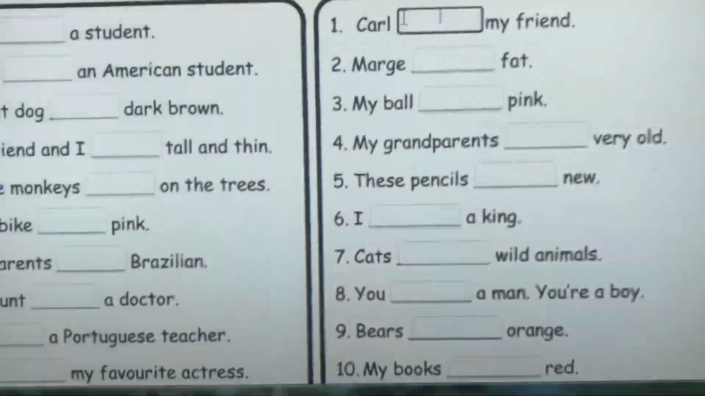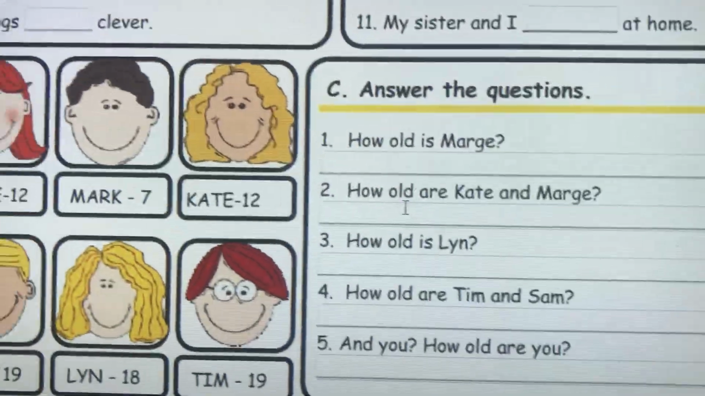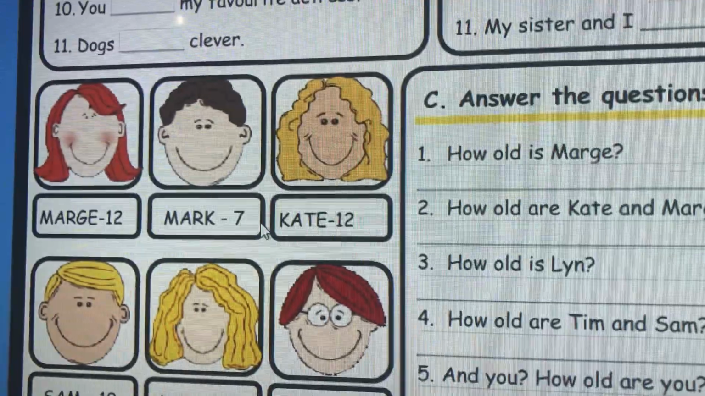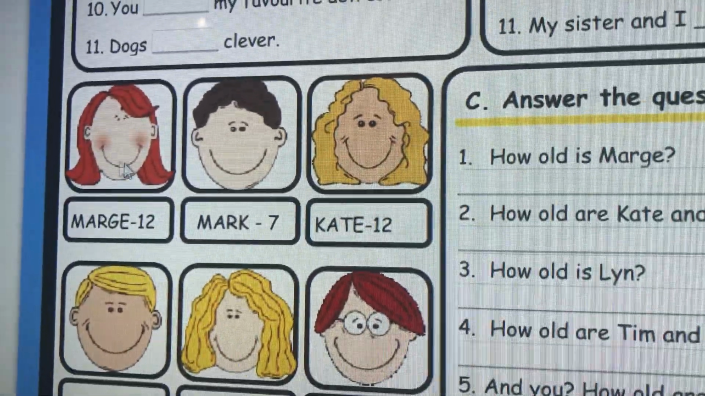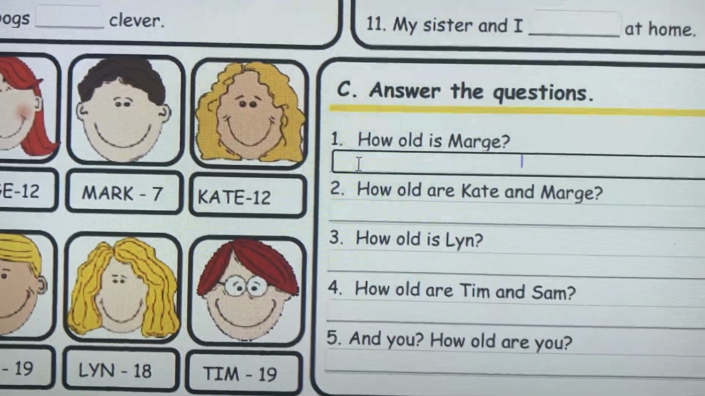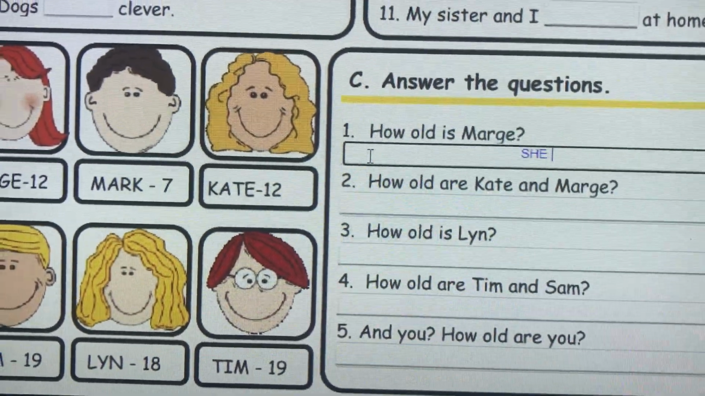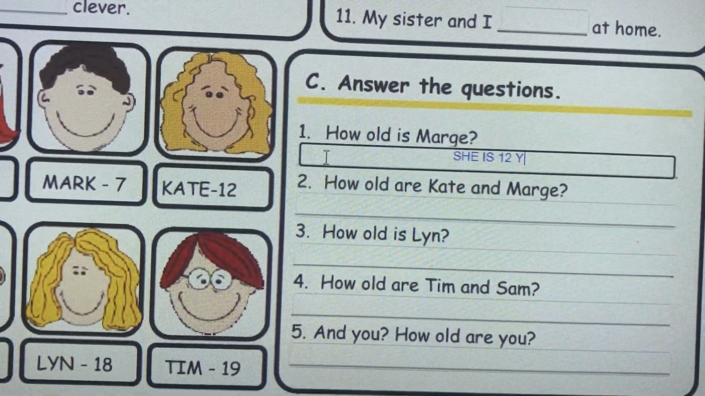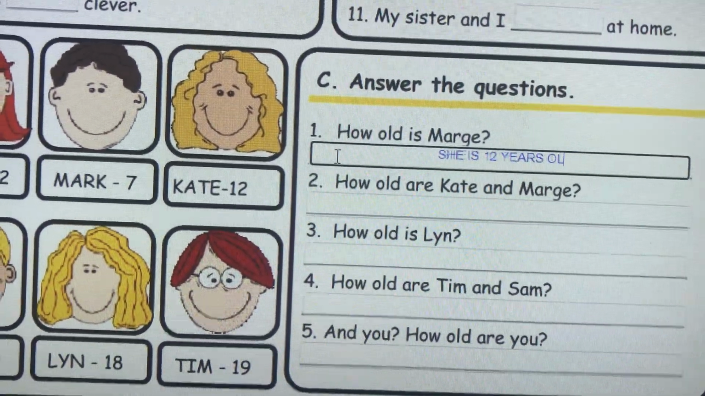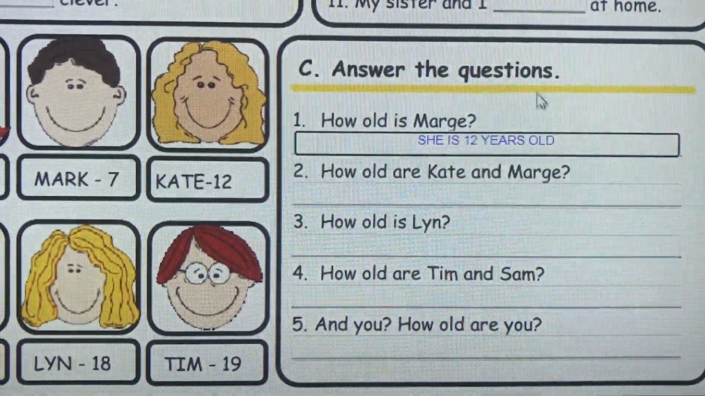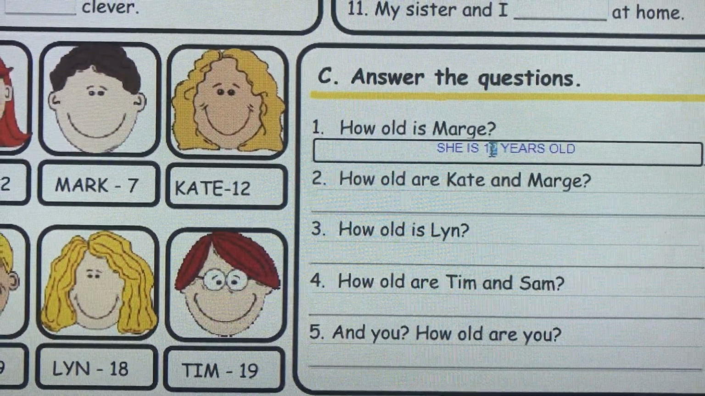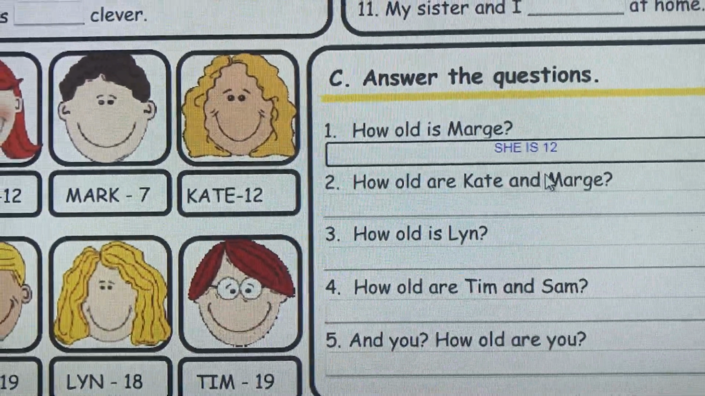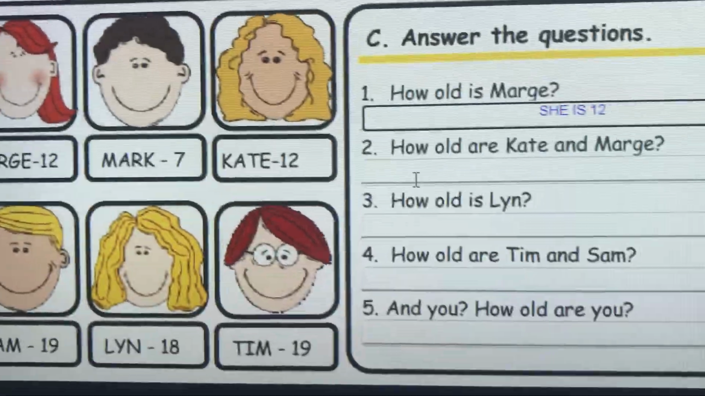Okay. Now, this one over here, you gotta answer the question. So it says, how old is March? How old is March? So you could look at March. You see March. So March, she is, because it's a female, she is 12 years old. Or you can put she's 12. You can also put 12. You see? But you gotta put she is, or he is, or they are.